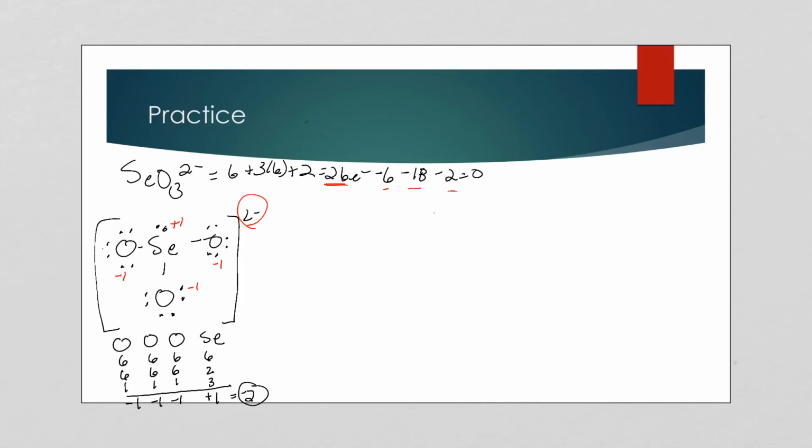So the negative charges are on the outside. You would expect that. The central atom has the more positive formal charges. That's all good, with selenium being the lower electronegativity. But can we do better?